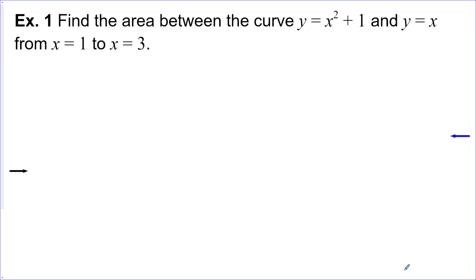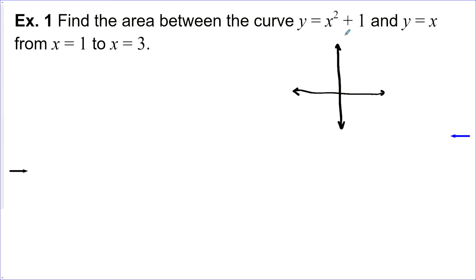Find the area in between the curves y equals x squared plus 1 and y equals x from x equals 1 to x equals 3. The first thing we should do is get a sketch of what this area looks like so we can tell which function is higher than the other function.